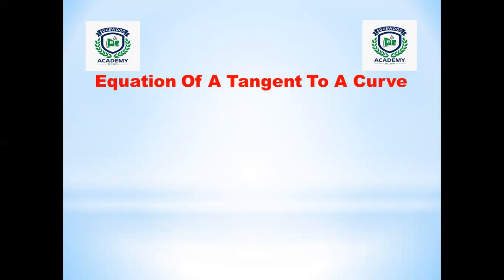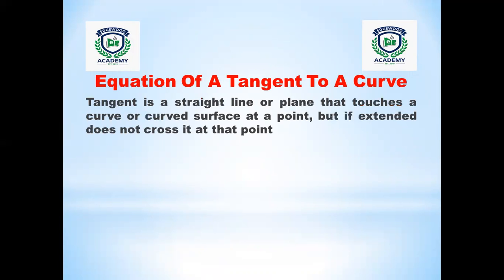Now, you already know that we've done something about rules of differentiation and first principles. So this is the time that we have to talk more about tangents, especially the equation of a tangent. A tangent is a straight line or plane that touches a curve or curved surface at a point, but if extended, does not cross it at that point.